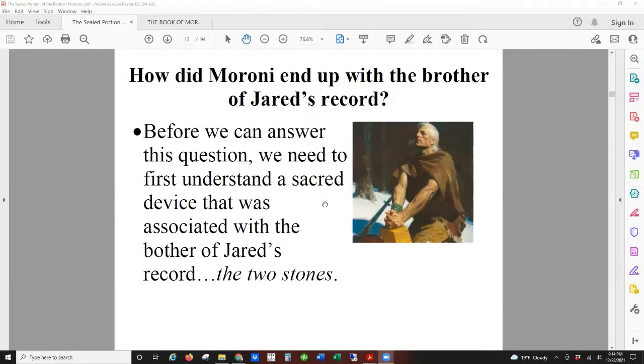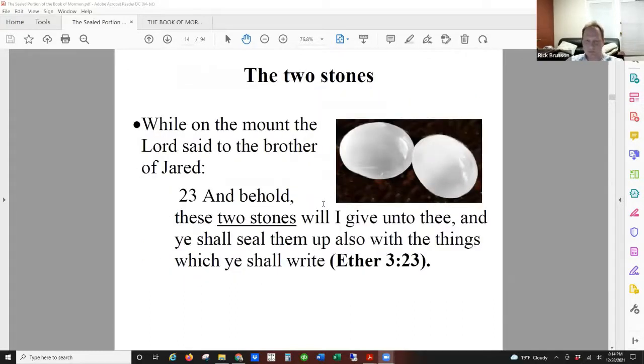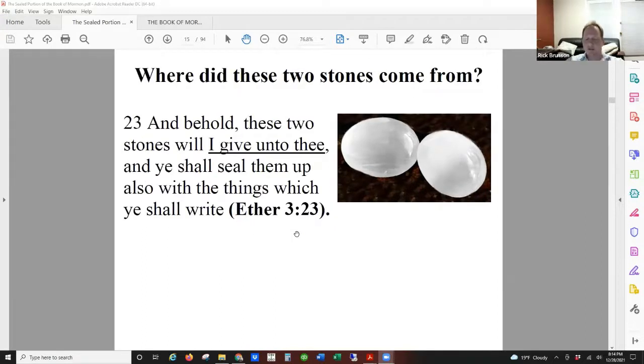So before we can answer this question, we need to start from the beginning with the brother Jared, and we also have to learn about a sacred device that was associated with the record. They were to go hand in hand, and that's the two stones. While the brother Jared was on the mount, the Lord said unto him in Ether 3, "Behold, these two stones will I give unto thee, and ye shall seal them up also with the things which ye shall write." So where did these two stones come from?